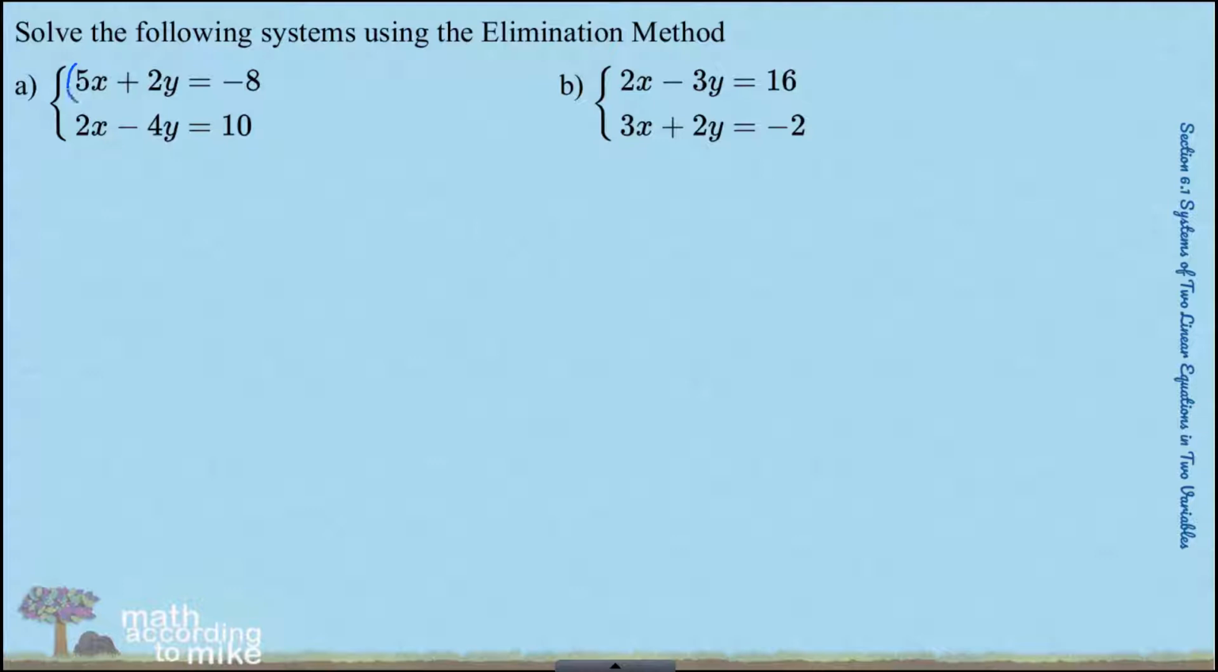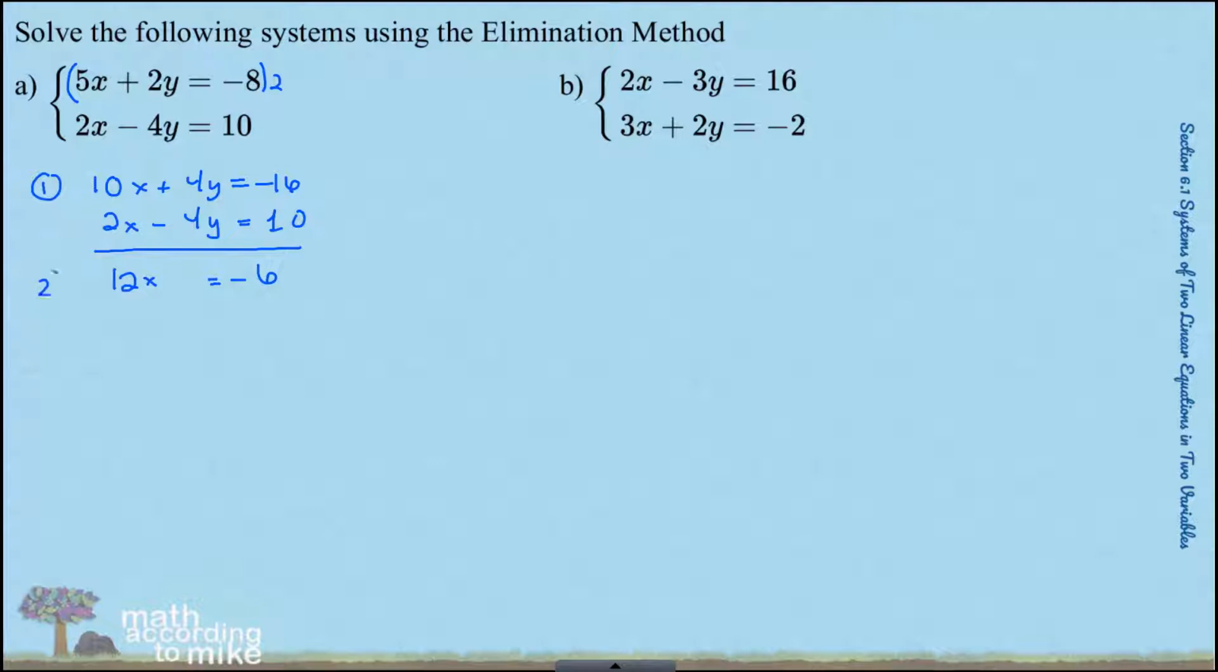So if I multiplied the first equation by positive 2, this is my step 1 by the way, we would say 10x plus 4y equals negative 16. Keeping the second equation the same, 2x minus 4y equals 10. Much better there. If we add these together, notice we'll get 12x. What happens to your y's? They should cancel. And then equals negative 6.